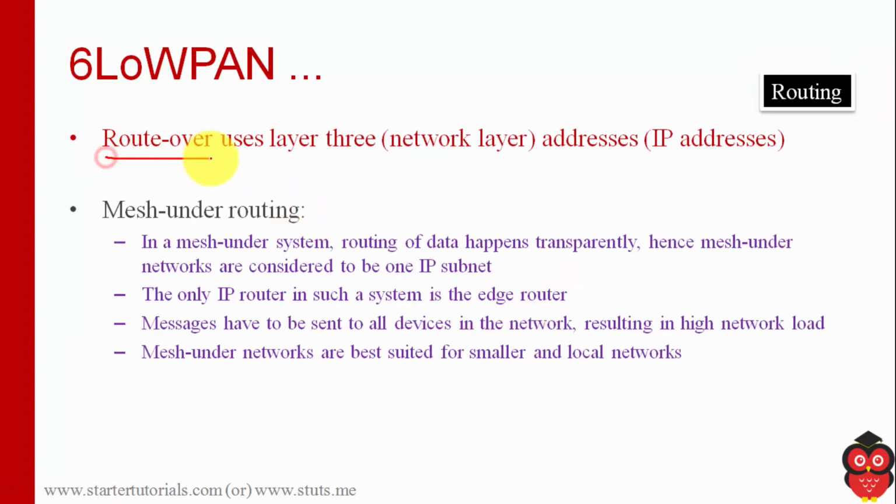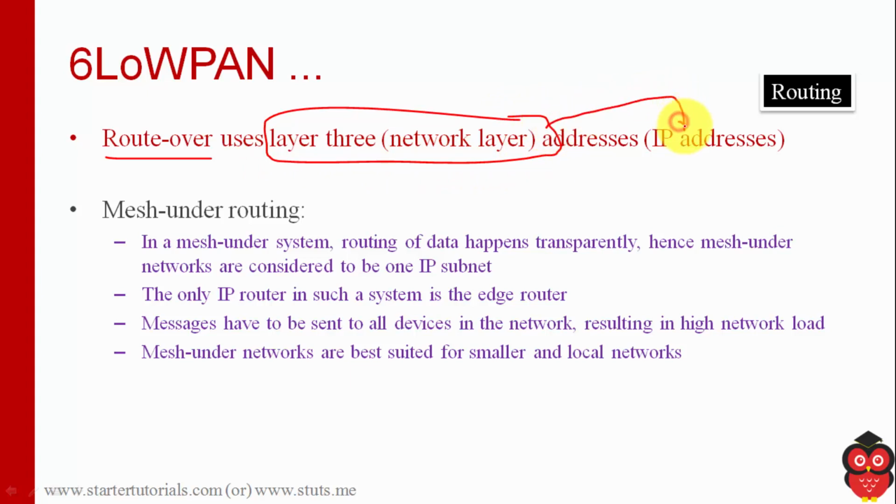Now route over routing is layer 3, so it uses layer 3 addresses. Layer 3 is the network layer. At the network layer we have the IP protocol, so we have IP addresses. Now let's look at mesh under routing, some points about that.